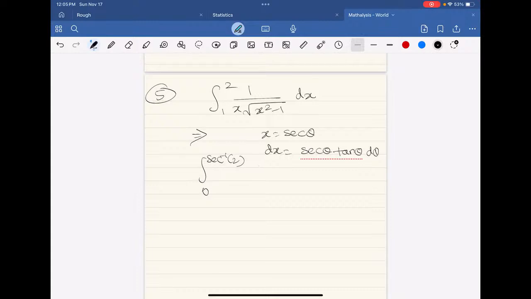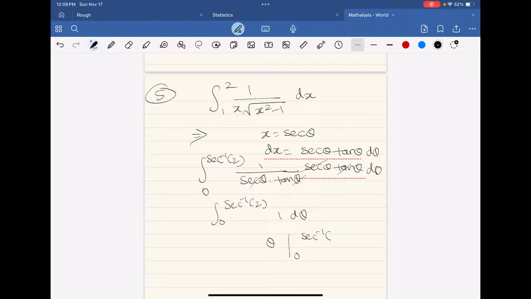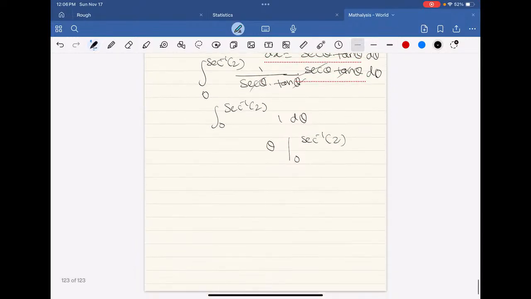Now 1 by x is sec theta, the square root is tan theta, and dx is just sec theta tan theta d theta. This cancels out, so the integrand is just 1 d theta. So the integral is theta going from 0 to sec inverse 2. So this is sec inverse 2 minus 0, which is just sec inverse 2, and that's the answer.